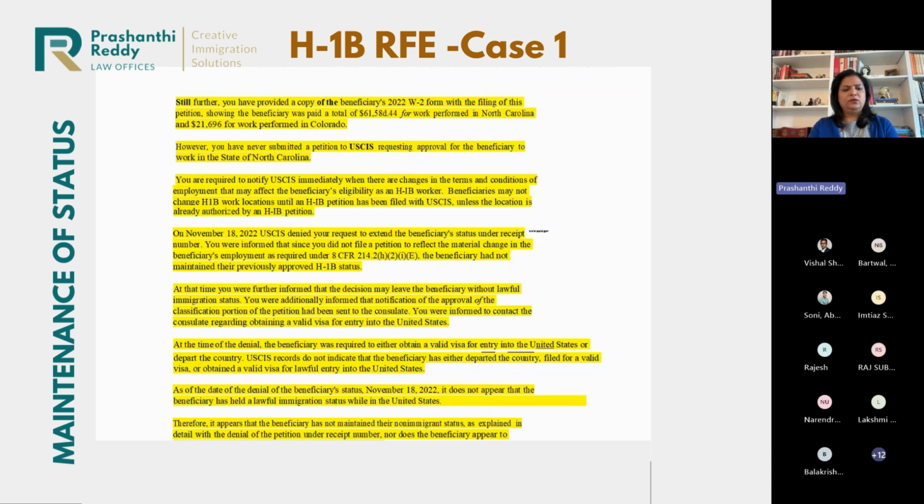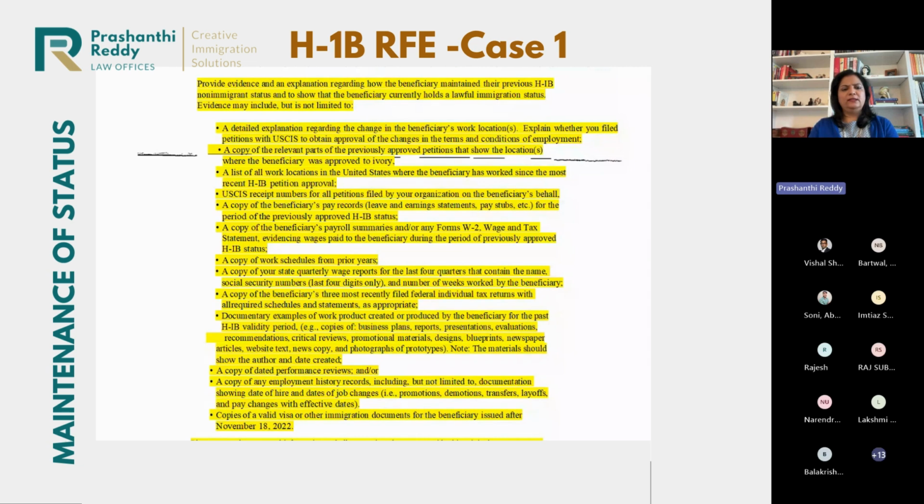So now at the time of the denial, the beneficiary was required to obtain a valid visa and leave the country and come back into the United States. So that's what they're saying, but they're saying that the records don't show that anybody has left. The record shows that the person is still in the US, so they want to know on what basis they've been working since 2022. This is now 2024. Therefore, it appears the beneficiary has not maintained their non-immigrant status as explained in detail above, right? This is all that they're saying. Next page.